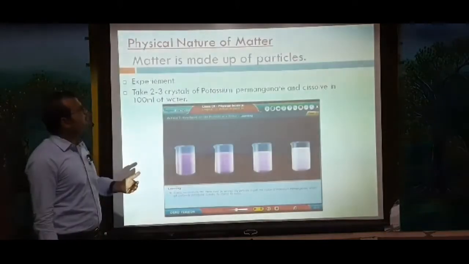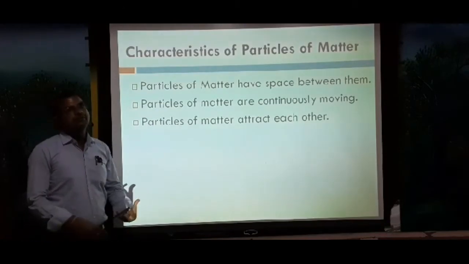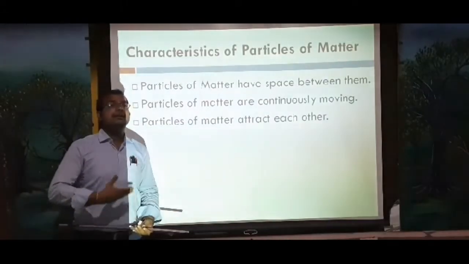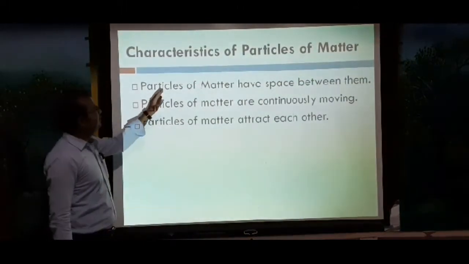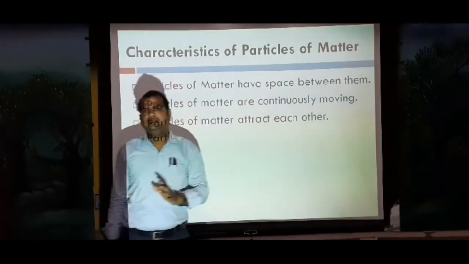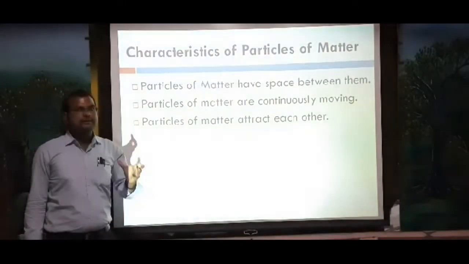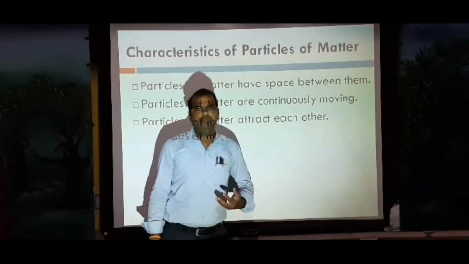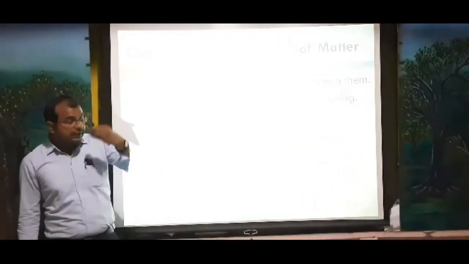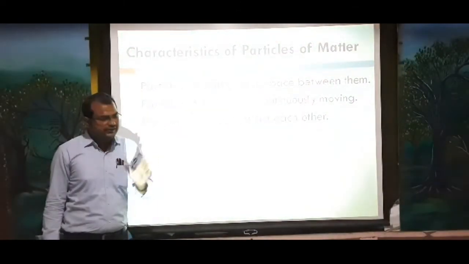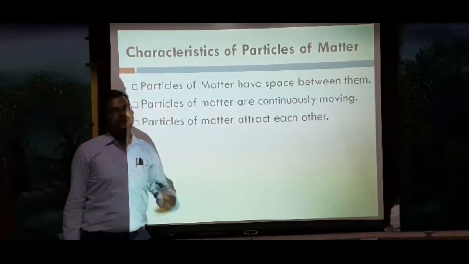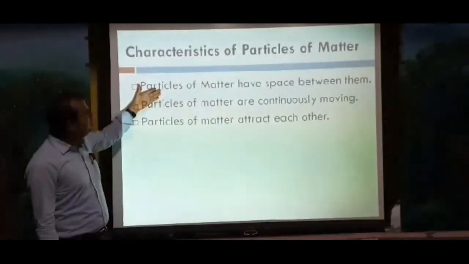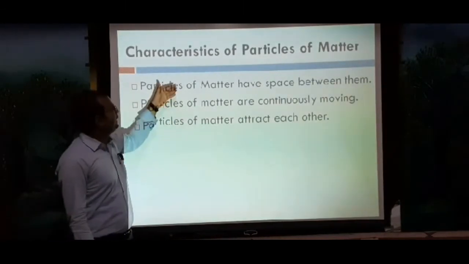In the next part, we are going to see the characteristics of particles. Just now we came to know that matter is made up of particles. What properties or characteristics do these particles have? First, particles of matter have space between them, between one particle and another. Second, the particles of matter are continuously moving. They are not stable. Third, the particles of matter attract each other. So these are the three basic characteristics of particles.